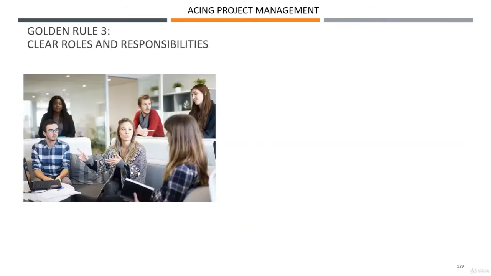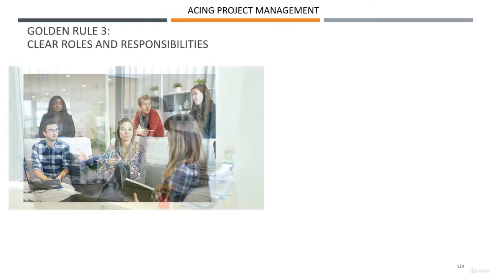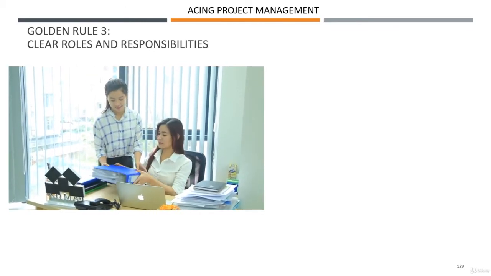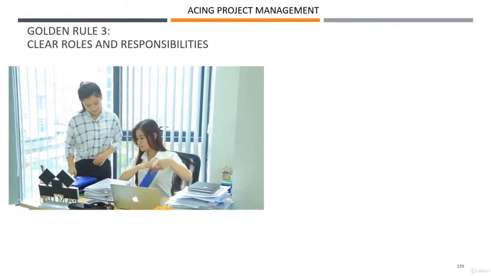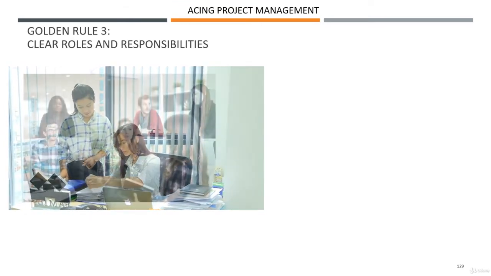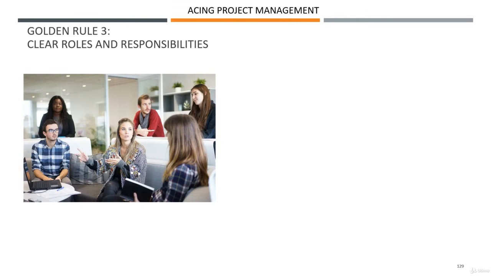Welcome back to the course. Golden rule number 3, clear roles and responsibilities. So that seems to be an easy one. On the project, everybody knows what they're doing, but it is not that obvious. When you start a project, and sometimes it's not evident when you start it, as you progress on a project, it's very important to find out all the areas where the responsibility is not clear.